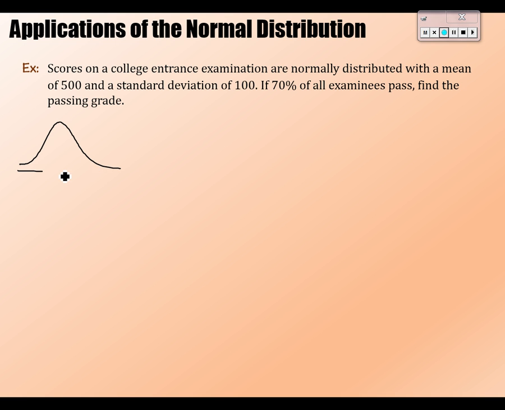This time we don't know the score, right? With a mean of 500 and standard deviation, 70% of all examinees pass. We're asking, what is this value X? Given this picture, do you think you can go and do this problem?